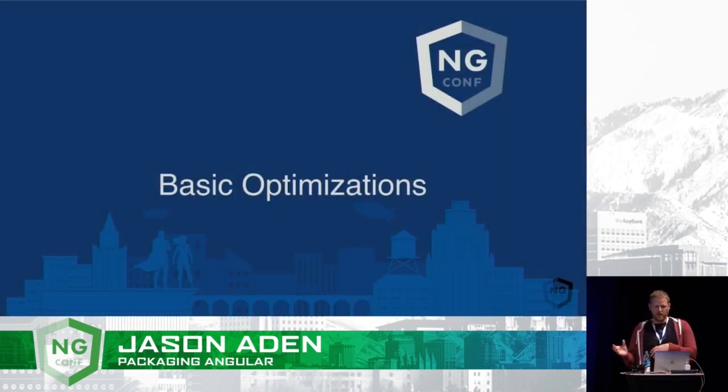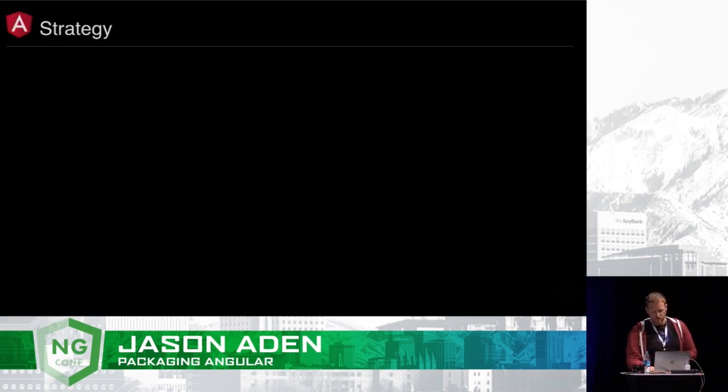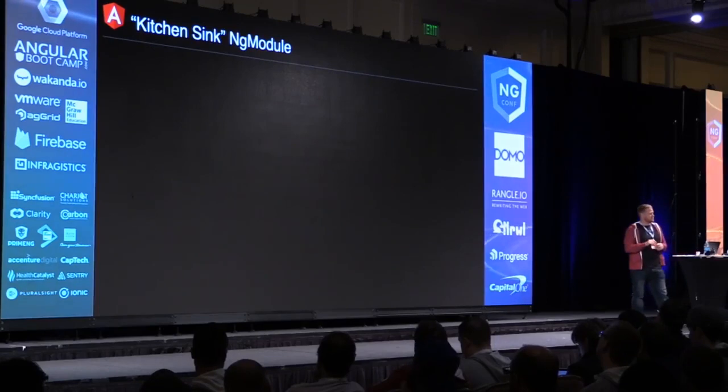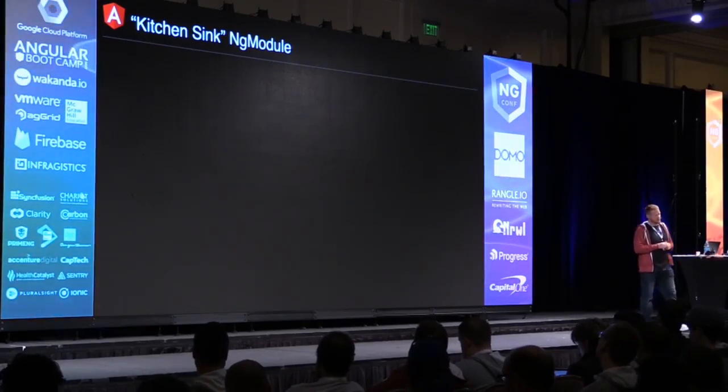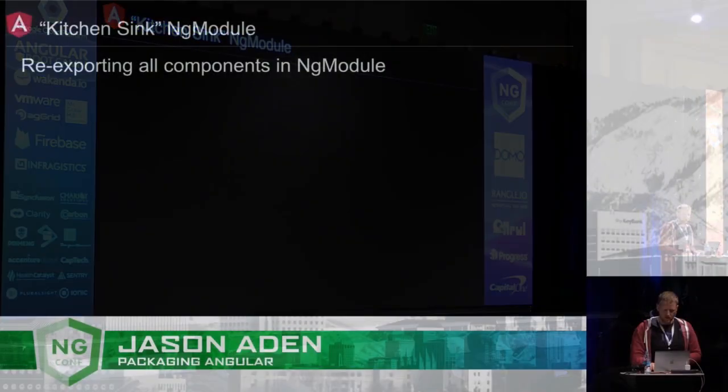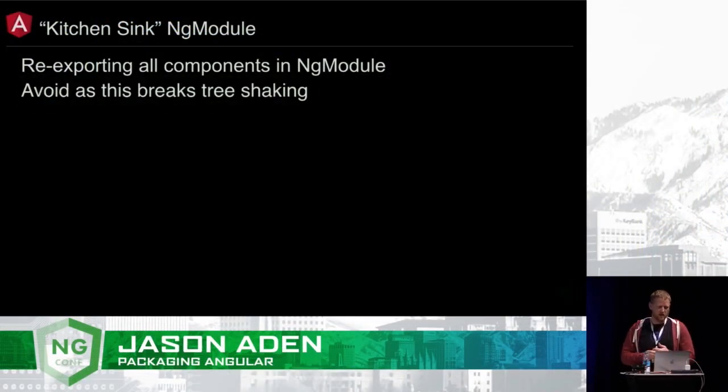All right, but it can get better than that. We can do some optimizations. The initial strategy is going to be around taking all of these separate JavaScript files and intelligently concatenating them into a single file. One thing we now recommend you do not do is what we call a kitchen sink ngModule. The problem with that is that we want to avoid it because it completely breaks tree shaking.